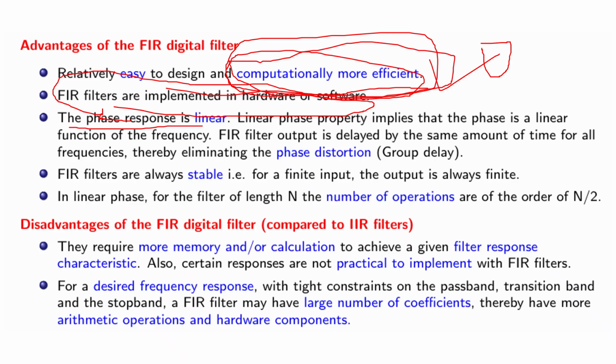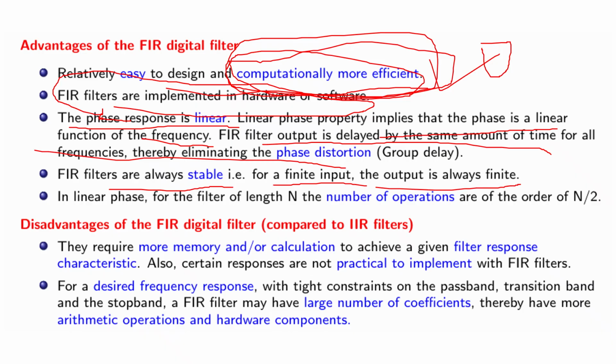The phase response is also linear, this is another advantage, and it implies the phase is a linear function of the frequency. FIR output is delayed by some amount of time at all frequencies, so there is no phase distortion, right? FIR filters are also always stable, and for a finite input, your output will be finite, so stability also matters. Along with that, some disadvantages: they require more memory and calculations to achieve the finite response.